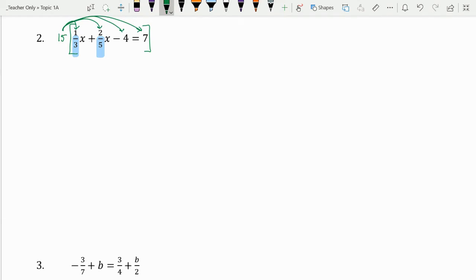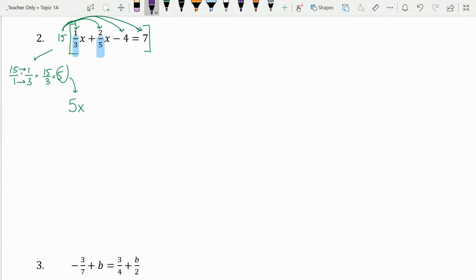So when we multiply 15 times 1/3, I'm going to put that over here. You're going to treat this as 15 over 1 times 1/3. You're going to multiply the numerators, the 15 and the 1, and you're going to multiply the denominators together, the 1 and the 3. So 15 times 1/3 becomes 15 thirds. That's going to simplify to 5. So when I do 15 times 1/3, that is going to become 5 in front of my x.